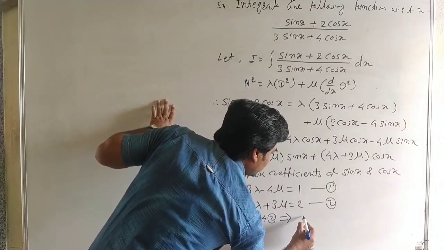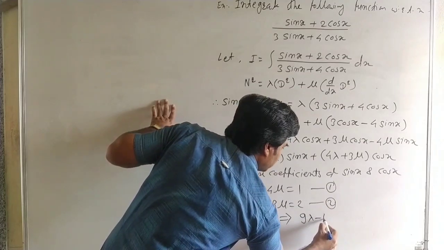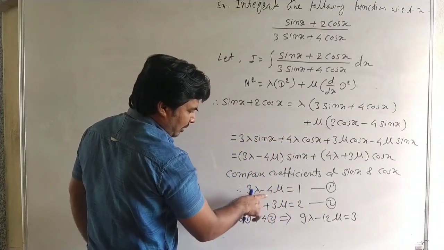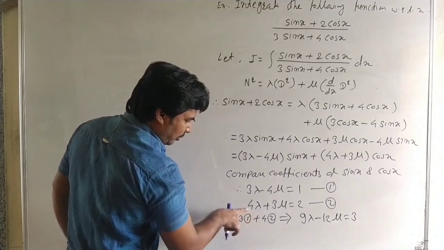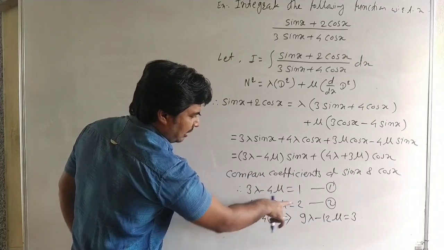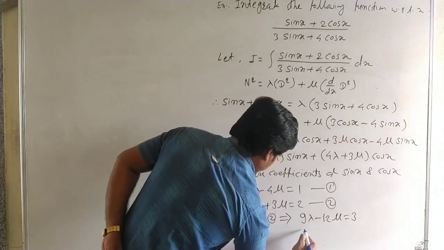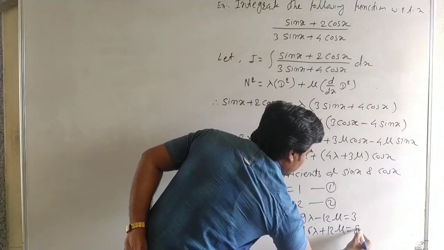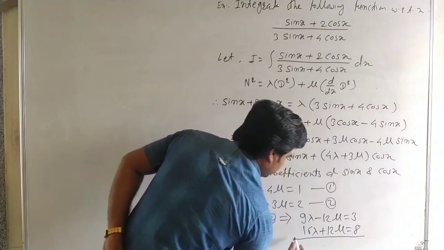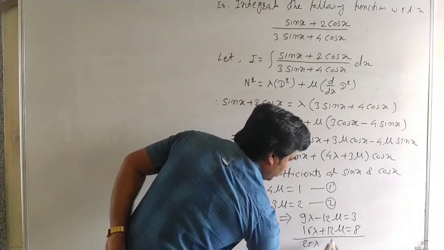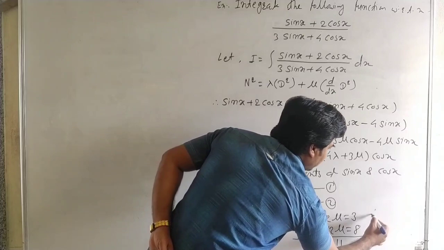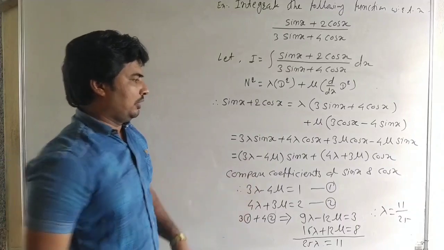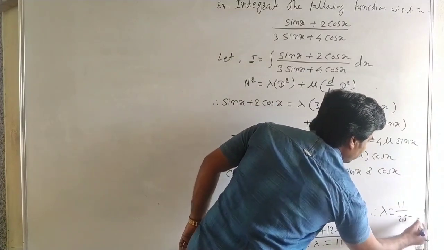So we can write here 9 lambda minus 12 mu is equal to 3. See carefully, 9 lambda minus 12 mu is 3. Multiply equation 2 by 4: 16 lambda plus 12 mu is equal to 8. Then adding them we get 25 lambda, the 12 mu cancel, and it is 11. Therefore lambda is equal to 11 by 25. It is one value. Lambda is equal to 11 by 25.